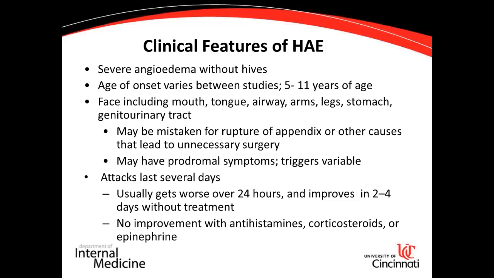Again, swelling can occur anywhere in the body, typically mouth, tongue, airways, arms, legs, stomach, genitourinary tract. The peripheral extremities and abdomen are the most common places where swelling occurs. It may be mistaken for acute abdomens, where patients have abdominal swelling and pain mistaken for rupture of the appendix. We have several patients with this condition who present having had their appendix removed already, or gallbladders. As I mentioned, patients may have prodromal symptoms where they have the characteristic rash, a tingling sensation, they feel nauseated, they know something's happening.